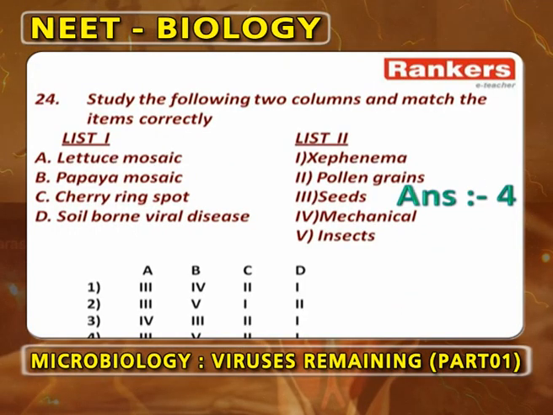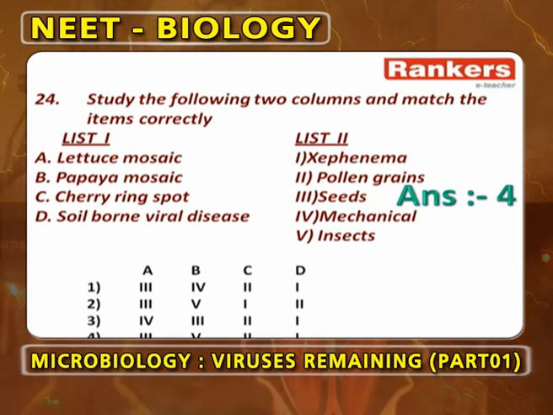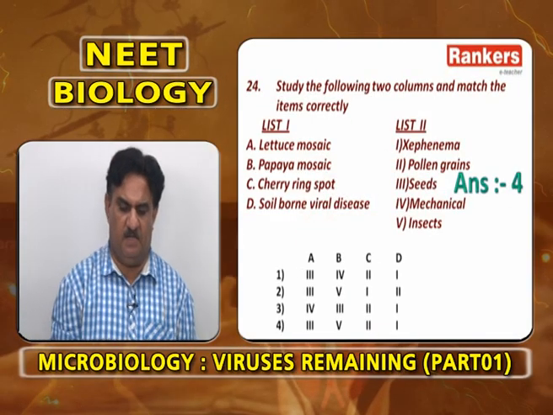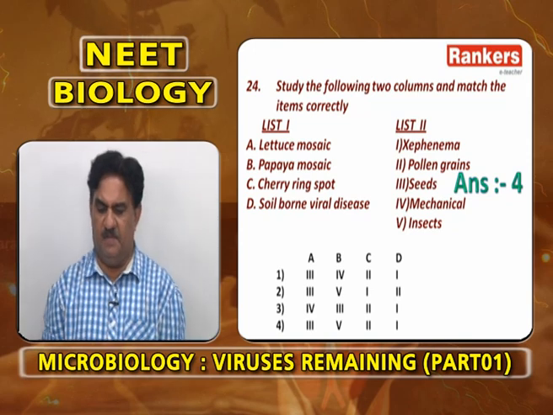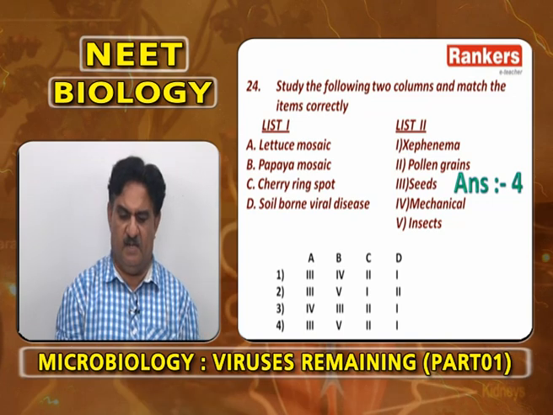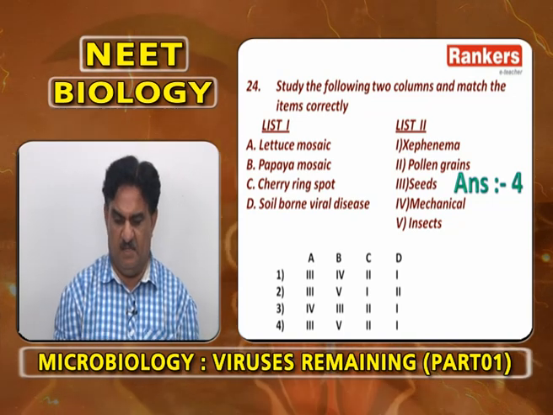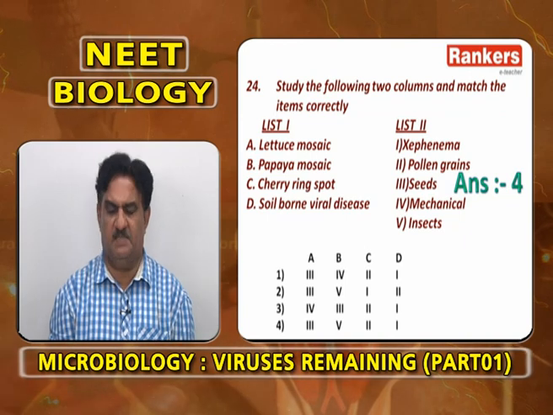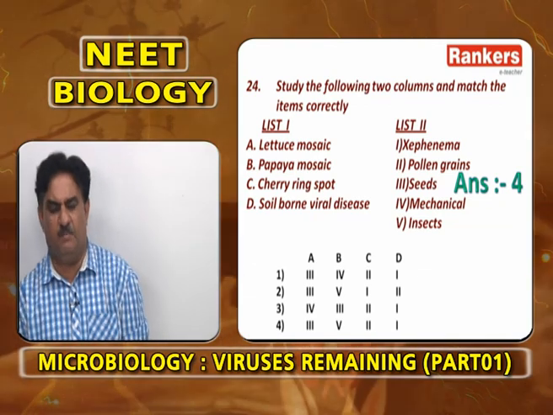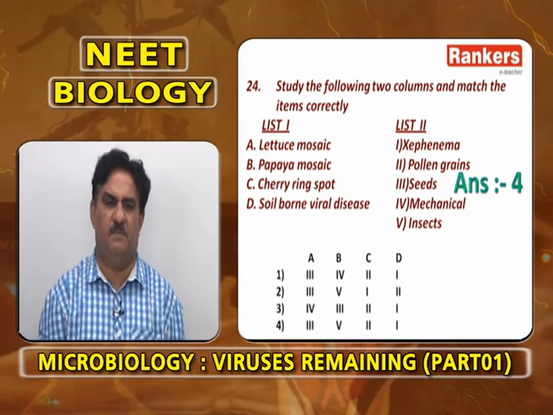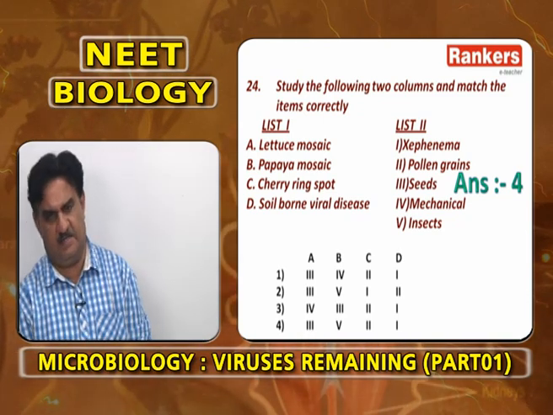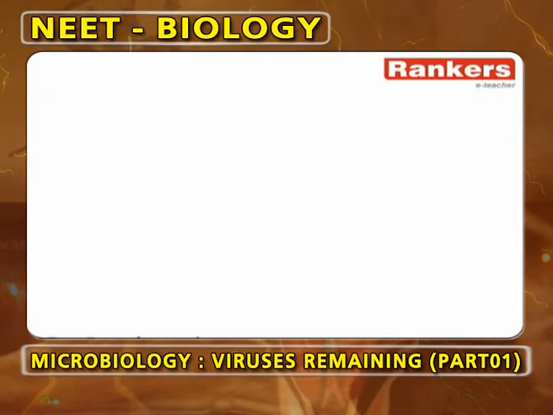Again the same matching type, but here a little bit different. Study the following 2 columns and match the items correctly. List 1: lettuce mosaic, papaya mosaic, cherry ring spot and soil borne viral diseases. Xiphinema, pollen grain, seeds, mechanical methods and insects. For this, the answer is 4. A3, lettuce mosaic virus is by seeds. B5, papaya mosaic virus is by insects. C2, cherry ring spot virus is always by pollen grains, and soil borne viral diseases are transmitted by special nematodes called Xiphinema, Longidorus, etc. So, the answer is 4.